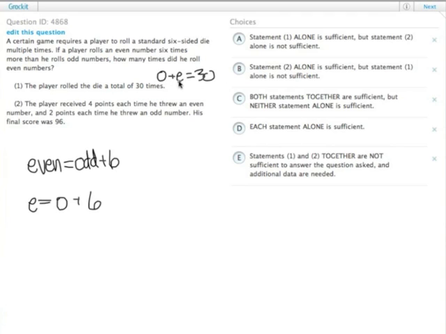This is a linear equation that's distinct from this one. There's no way that we can just multiply or divide either one by something and have them be equal. So that's two linear equations with two variables. Statement 1 would be sufficient for us to answer the question.